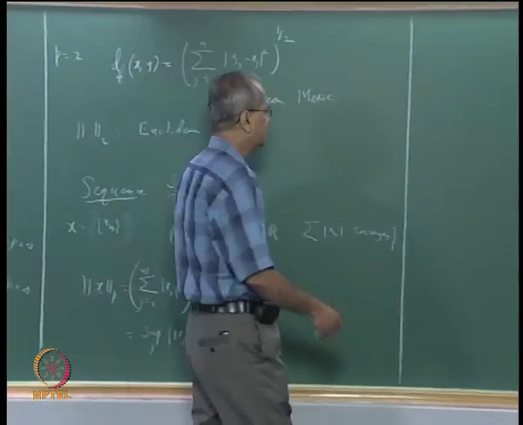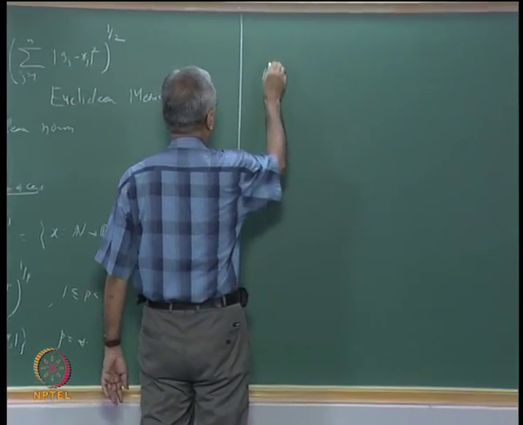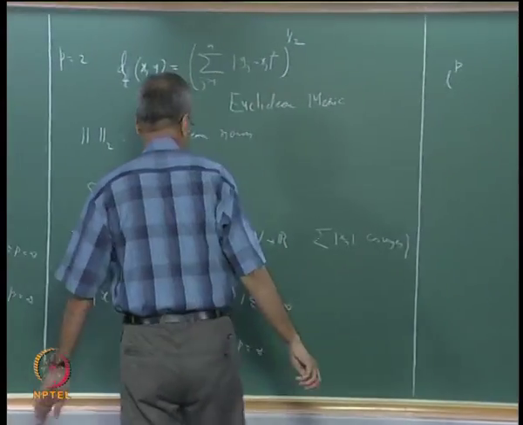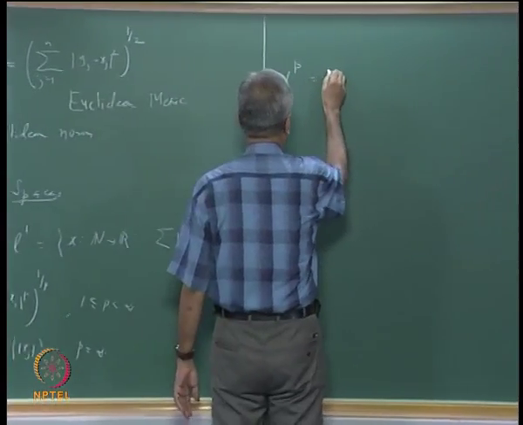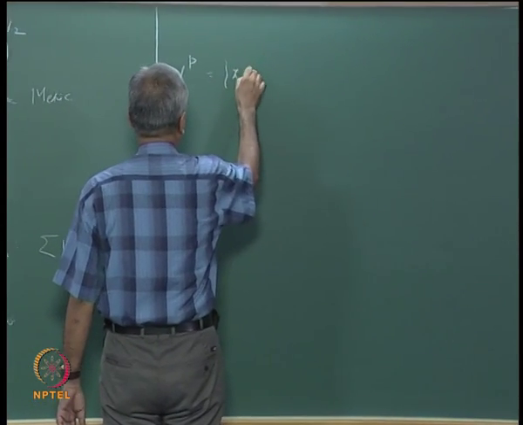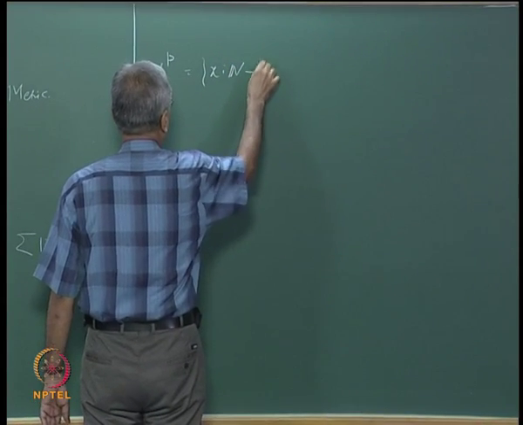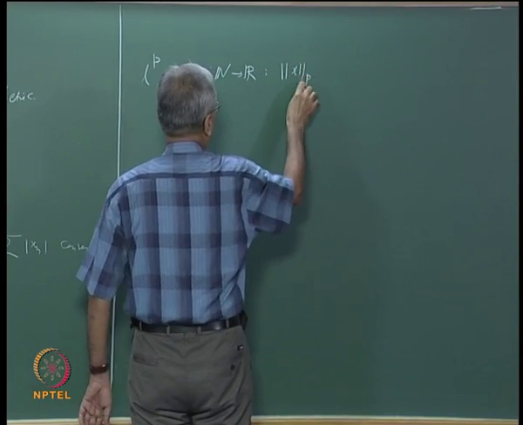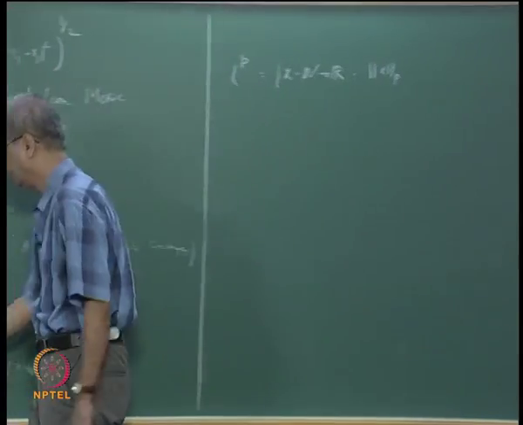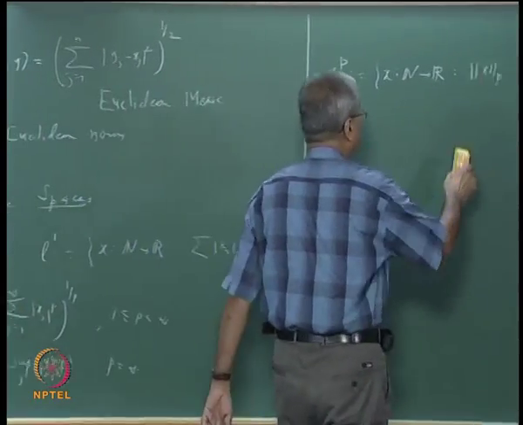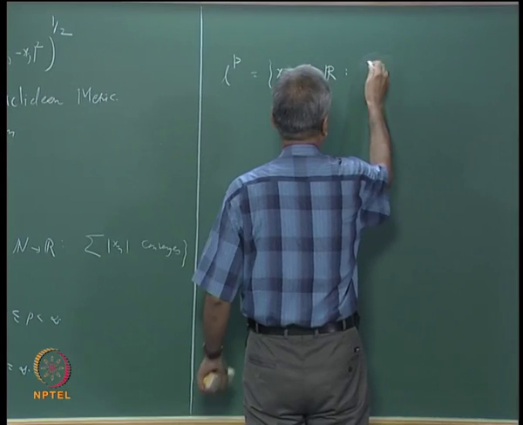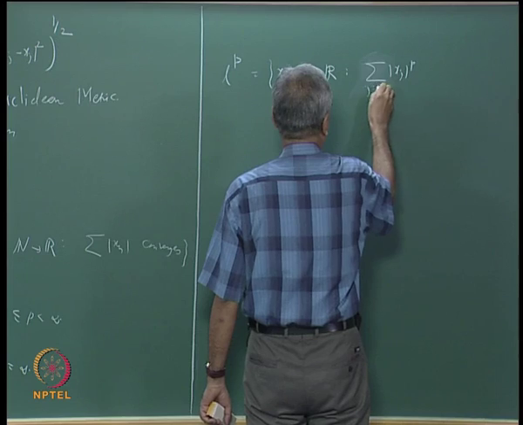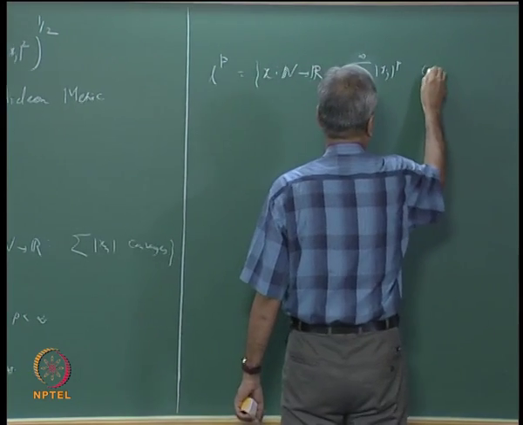So those spaces are called L superscript p, that is all those sequences x from, let us say, N to R, for which, I will write it this way, sigma mod xj to the power p, j going from 1 to infinity, converges.